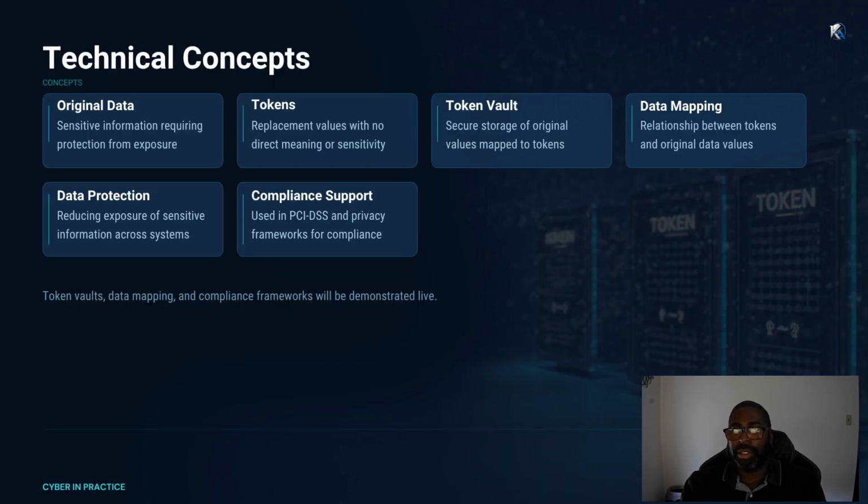In this demonstration, we'll work with the original customer data, generated tokens, tokenized output, and token vaults. These pieces show how organizations can protect sensitive information while still allowing systems to use data safely. Now let's see how these concepts come together in today's demonstration.